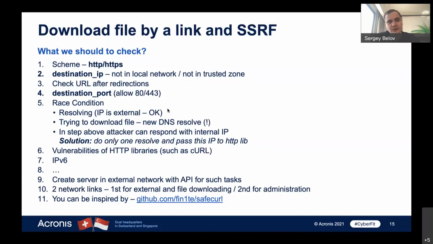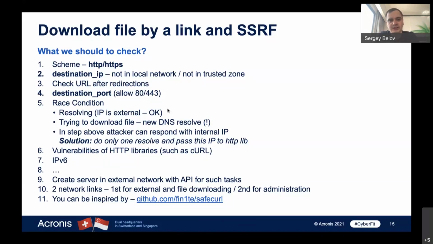But still, even if you're checking everything here, what could be done by an attacker? You try to resolve an IP address and you see that it's an external IP address and everything is okay, but then you try to download a file, and your server will make a new DNS resolve. For the first DNS request, the attacker can serve a valid IP address, but for the second DNS resolve, it serves some local IP. And this is a race condition between two requests.